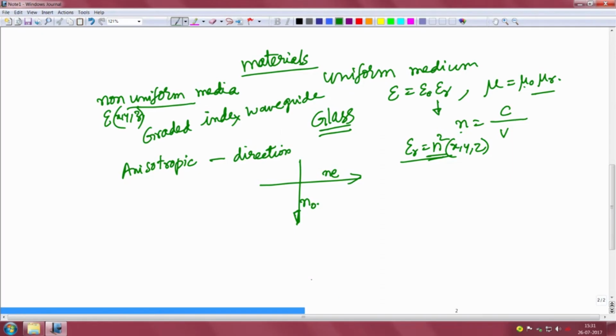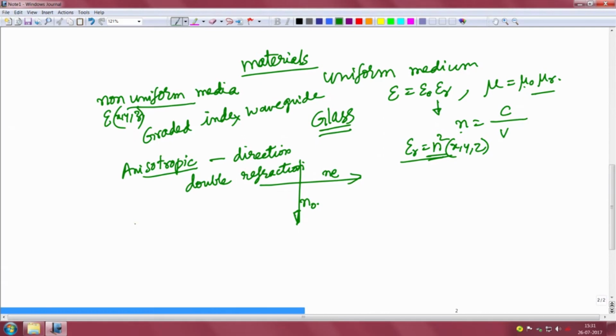A typical example of an anisotropic medium is a calcite crystal, where if you observe from a particular angle, it is possible for light to come in different directions, and you see what can be called double refraction. Double refraction is a manifestation of anisotropy of the medium.